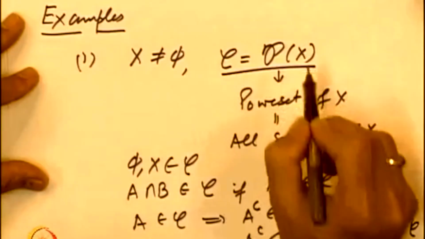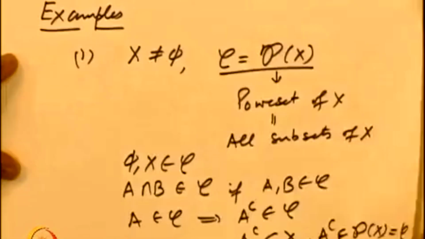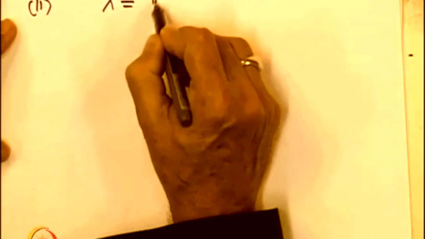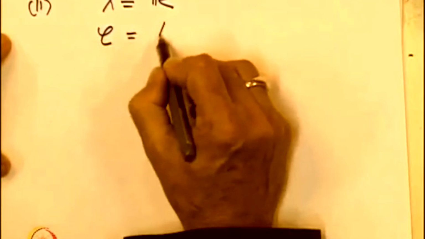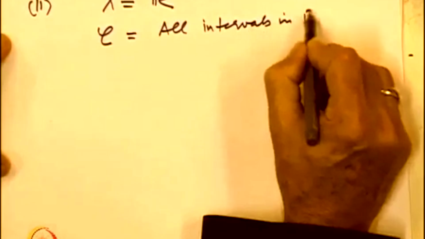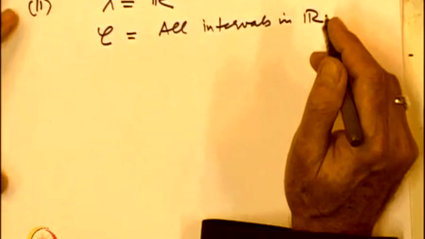So the collection of all subsets of the set X is an obvious example of a semi-algebra of subsets of a set X. Let us look at some more examples. This was an obvious example. So let us look at the second example, namely let us look at X equal to the real line, and let us take the collection C of all intervals in R. So we are looking at the collection of all intervals in R, that is the collection C.